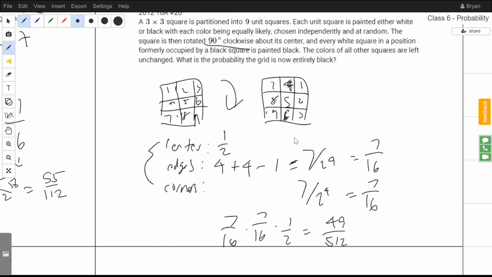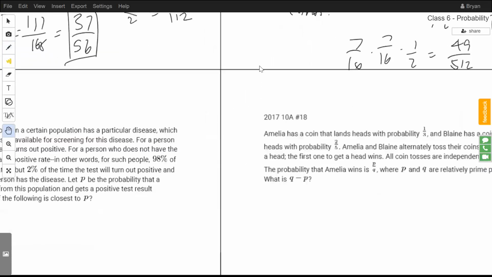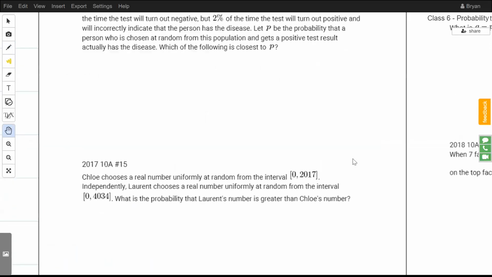Anyway, this is really just a counting problem inside a probability problem. That's really it. You do casework and basically that solves the problem. I might be rushing a little bit, but we still have a few more problems to get through.